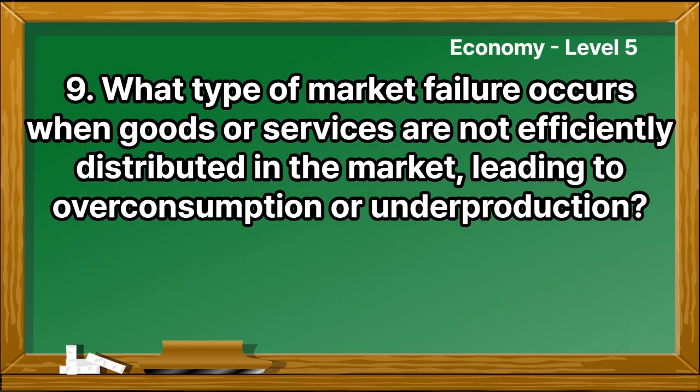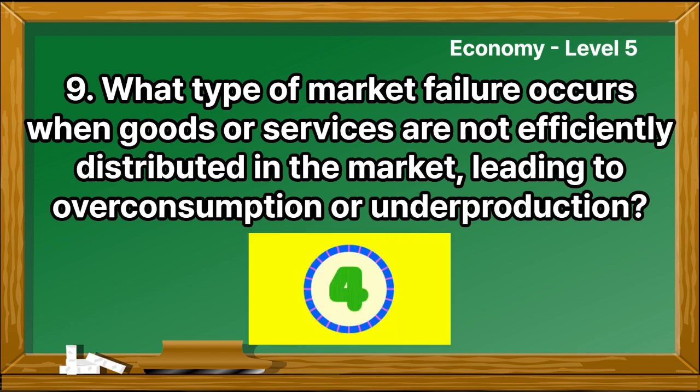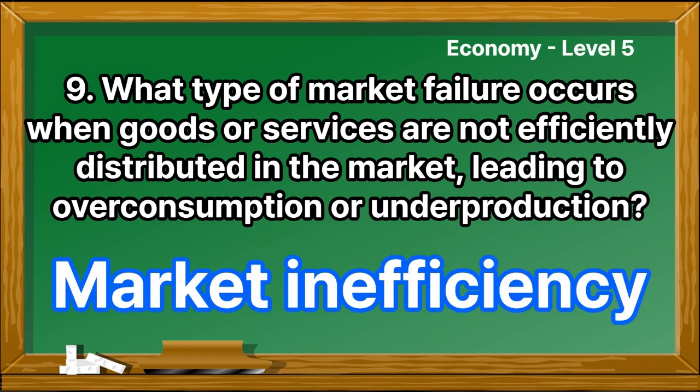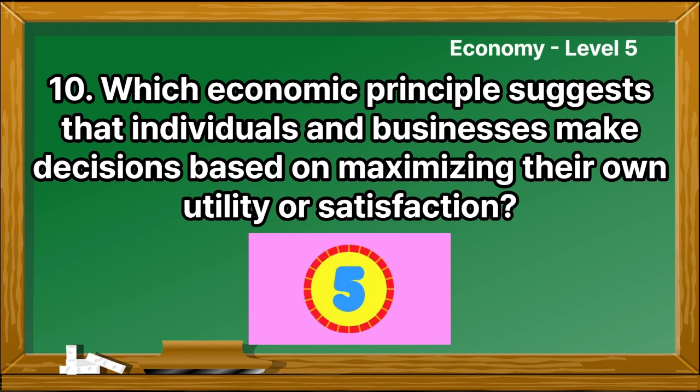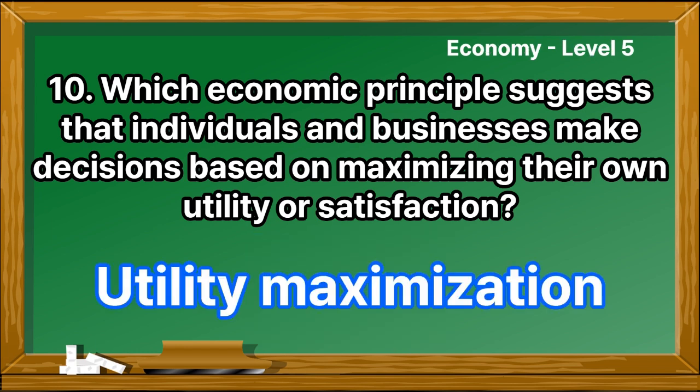What type of market failure occurs when goods or services are not efficiently distributed in the market, leading to overconsumption or underproduction? Market inefficiency. Which economic principle suggests that individuals and businesses make decisions based on maximizing their own utility or satisfaction? Utility maximization.